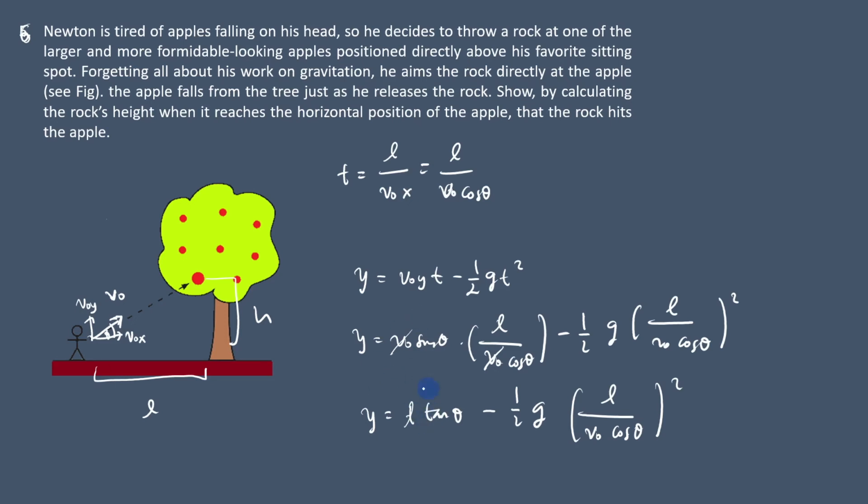But L tan theta is simply the initial height h. This is simply the initial height of the apple, because we are assuming that the rock was aimed at the apple. So the height of the rock at time t, L divided by VO cos theta, is y equals h minus 1/2 G times L over VO cos theta, squared. Okay, so this is the height of the apple at this time, and the rock therefore hits the apple.